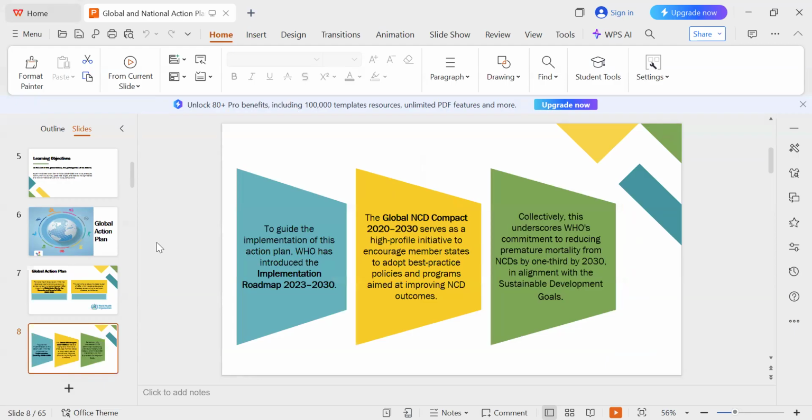To guide the implementation of this action plan, WHO has introduced the Implementation Roadmap 2023 to 2030. The Global NCD Compact 2020 to 2030 serves as a high-profile initiative to encourage member states to adopt best practices, policies, and programs aimed at improving NCD outcomes. Collectively, this underscores WHO's commitment to reducing premature mortality from NCDs by 1/3 by 2030 in alignment with the Sustainable Development Goals.